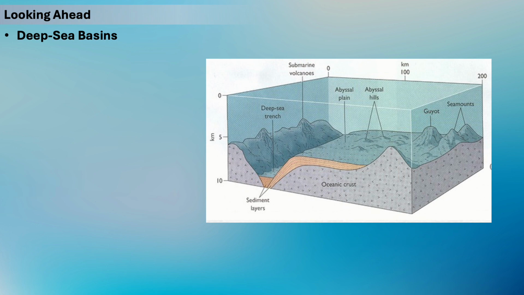In the next lecture, we will focus specifically on deep sea basins. We will examine how basin shape influences sediment accumulation, deep water circulation, and the long-term evolution of the ocean floor. Ocean topography provides the framework for understanding these processes. By understanding the shape of the seafloor, we are now prepared to explore how deep sea basins function as a dynamic component of the global ocean system.